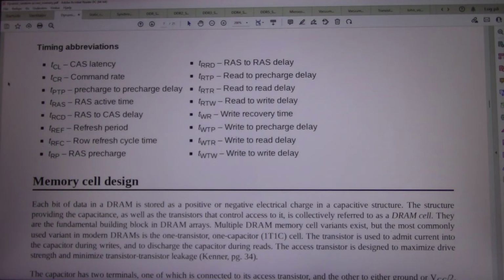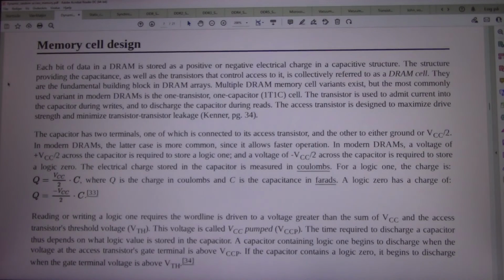Memory cell design. Each bit of data in a DRAM is stored as a positive or negative electrical charge in a capacitive structure. The structure providing the capacitance, as well as the transistors that control access to it, is collectively referred to as a DRAM cell. They are the fundamental building block in DRAM arrays. Multiple DRAM memory cell variants exist, but the most commonly used variant in modern DRAMs is the one transistor, one capacitor, 1T1C cell. The transistor is used to admit current into the capacitor during writes, and to discharge the capacitor during reads. The access transistor is designed to maximize drive strength and minimize transistor leakage.